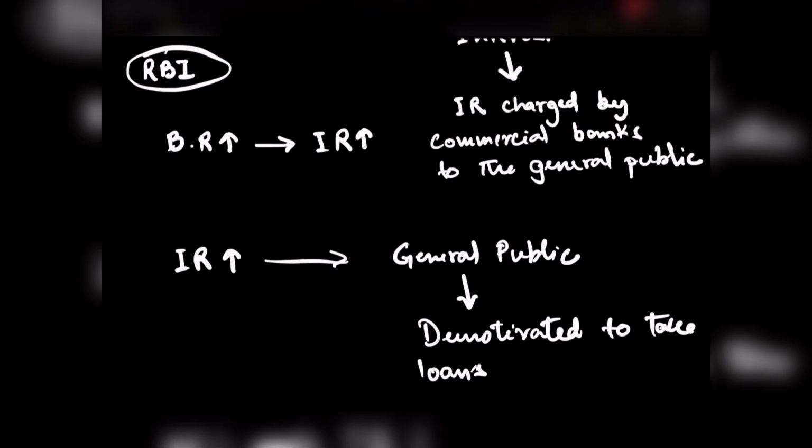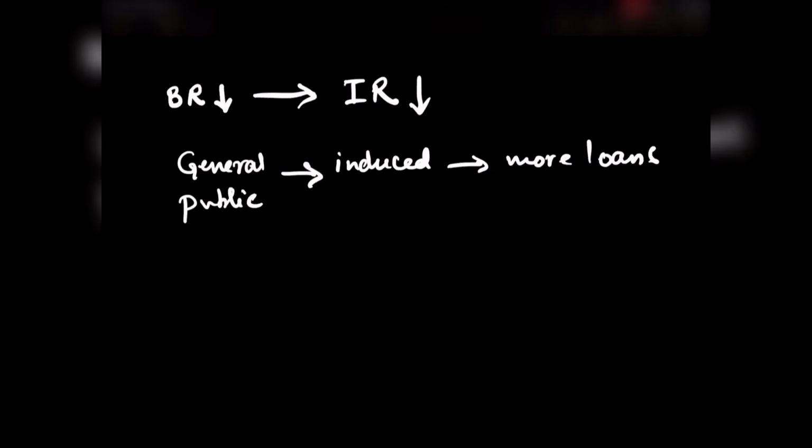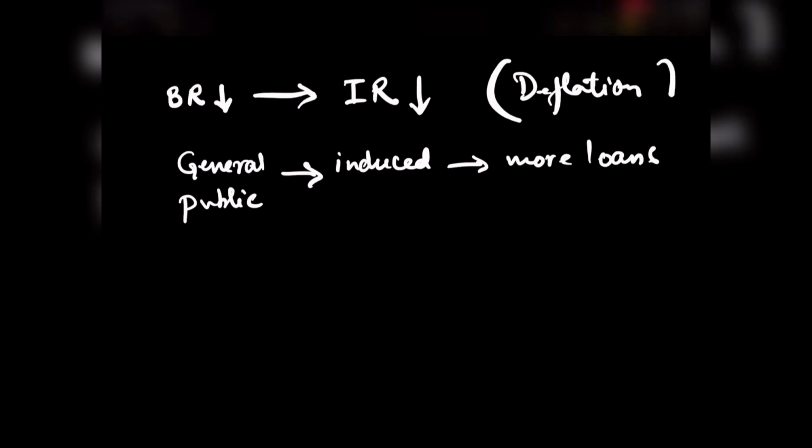If there is an inflationary spiral occurring in the economy, then the Reserve Bank of India will increase bank rates, increasing the market rate of interest, and hence the general public will be demotivated to take more loans from the commercial banks, thereby restricting the supply of money in the economy. And this solves the problem of inflation. And on the other hand, the problem of deflation could be solved when the RBI reduces the bank rate, thereby causing a reduction in the market rate of interest, and hence the general public will be induced to take more loans, which means more availability of money supply in the economy, and the problem of deflation is solved.